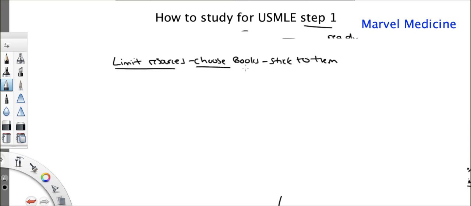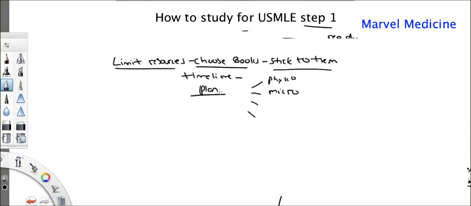But make a plan, make a timeline, and say, you know what, from this month to this month to this week, I'm going to study physio, micro, etc. Always make a plan, a timeline. That's the most important thing. And in this timeline, stick NBMEs in the middle. Do not stack all the NBMEs at the end, because you wasted them. Why? Because, like I told you, NBMEs are designed to teach you how to study.